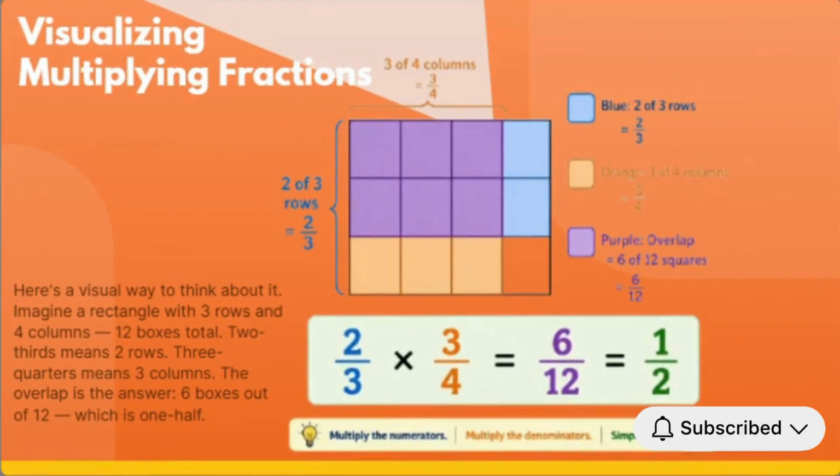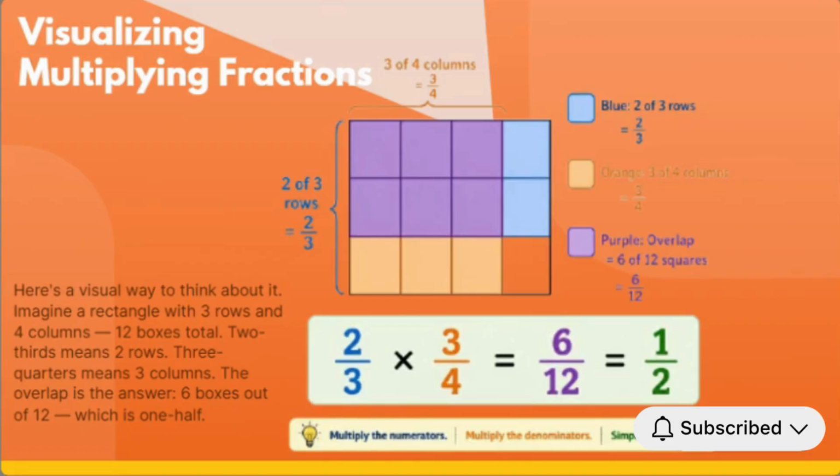For example, you have a square or rectangle. In this example, we have 3 rows and 4 columns and 12 boxes total. 2/3 means 2 rows and 3/4 means 3 columns. And the overlap is the answer, which is 6 boxes out of the total.